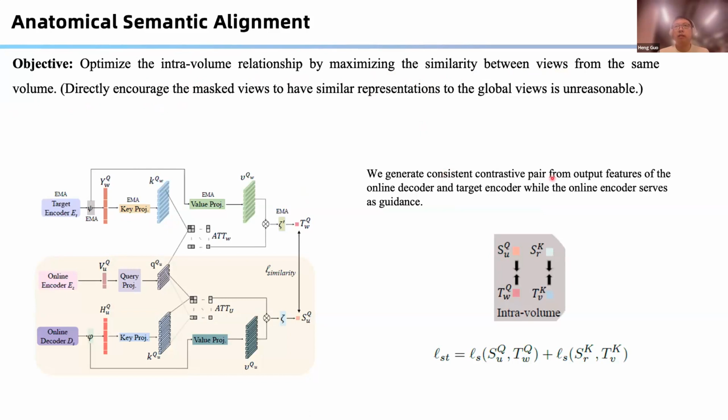consistent contrastive pairs from output features of the online decoder and the target encoder, while the online encoder serves as the guidance. Additionally, the notations in this work can be a bit confusing at first glance. It might take some time to fully grasp them and avoid any confusion.